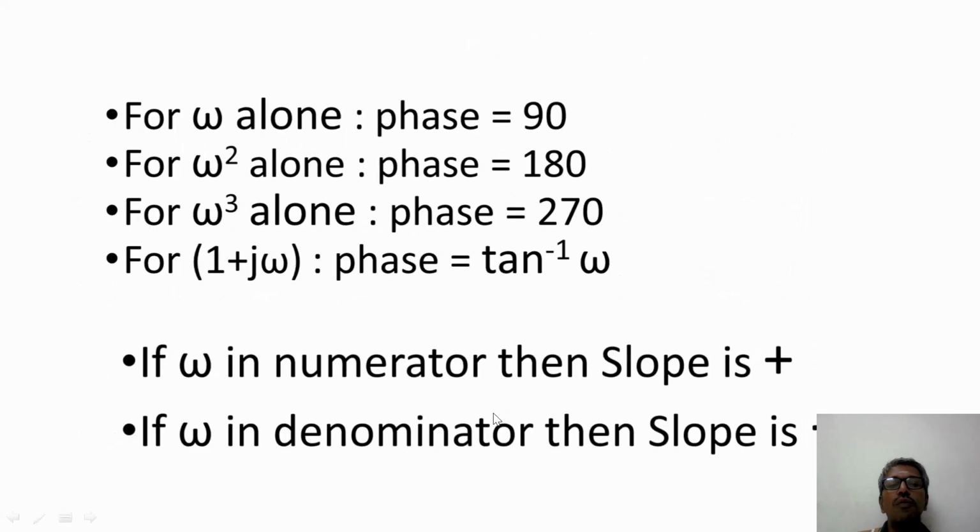Next we have to plot the magnitude plot. In the phase plot, the phase for omega will be 90, omega square will be 180, omega cube will be 270. In case of a 1 plus term, it is given as tan inverse of omega. Similar to the magnitude, if omega is in the numerator, it will be a plus symbol. If omega is in the denominator, it will be a minus symbol.